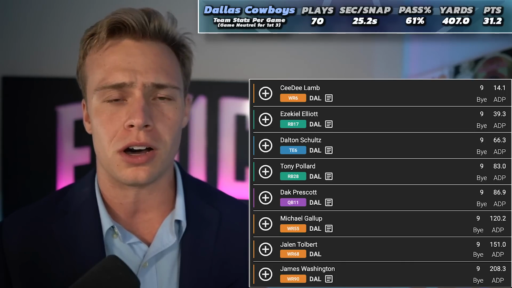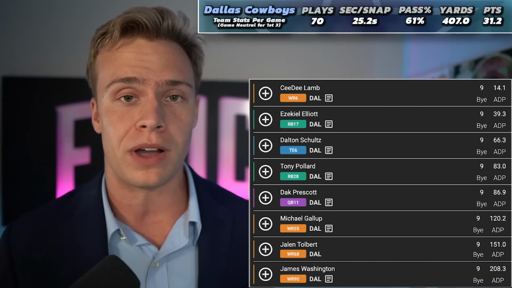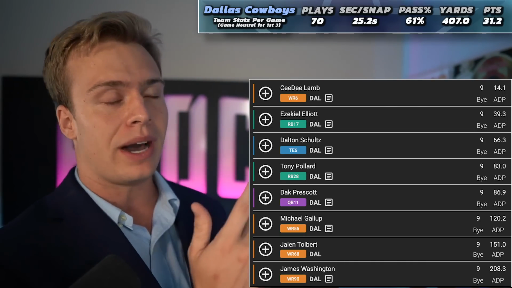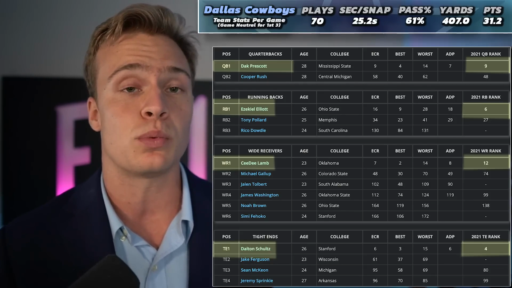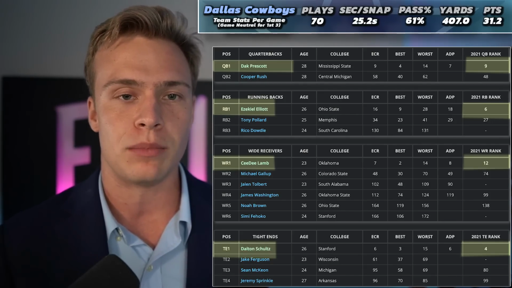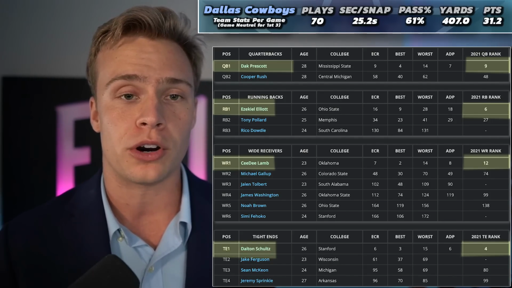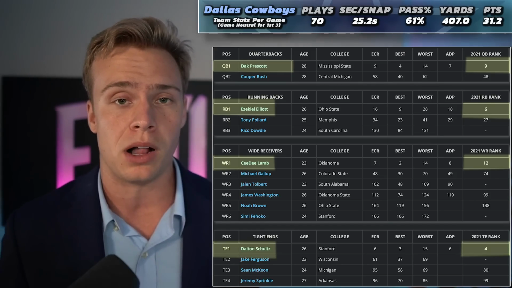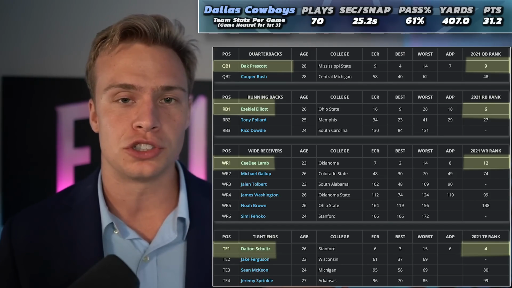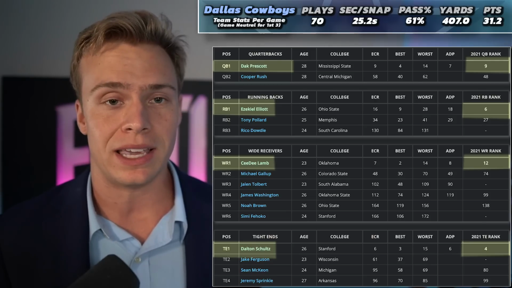So it is hard to put a concrete thing saying, oh, okay, well, this provided us a wide receiver 1, a wide receiver 2. No, that didn't work out in Dallas this year. But you did have a top 24 wide receiver in CeeDee Lamb. You had a top 30 wide receiver in Amari Cooper. You had a running back 2 in Ezekiel Elliott, a running back 3 in Tony Pollard, a top 5 tight end in Dalton Schultz, and a top 10 quarterback in Dak Prescott.